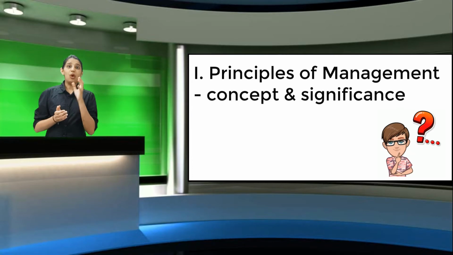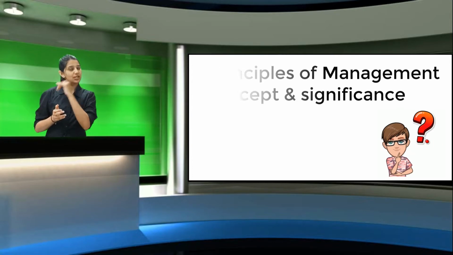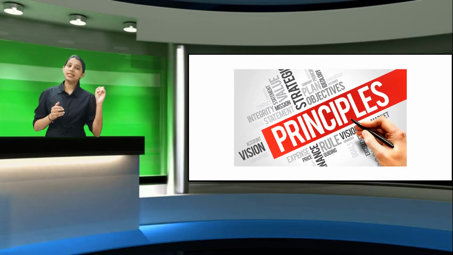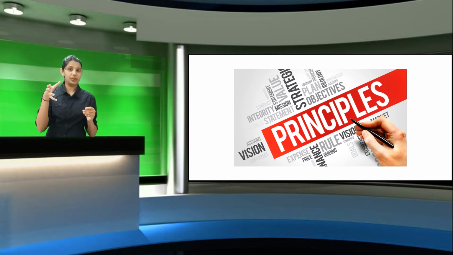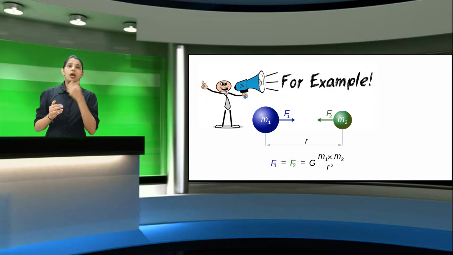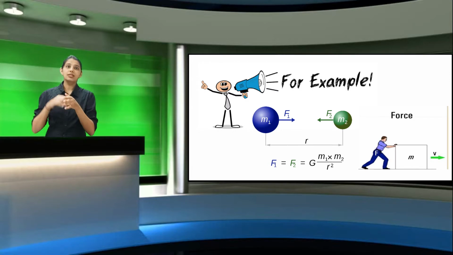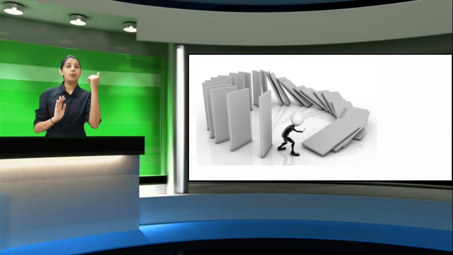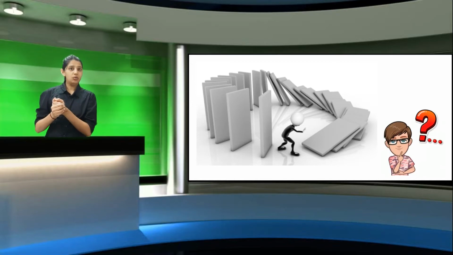Can you tell me what the word principle means? No? It's okay. See, a principle means a statement which reflects the fundamental truth about some phenomenon, which is based on a cause and effect relationship. For example, Newton's gravitational law and law of motion. Likewise, there are hundreds of such principles. Similarly, management also has some principles in the form of cause and effect relationship. Can anyone tell me how?